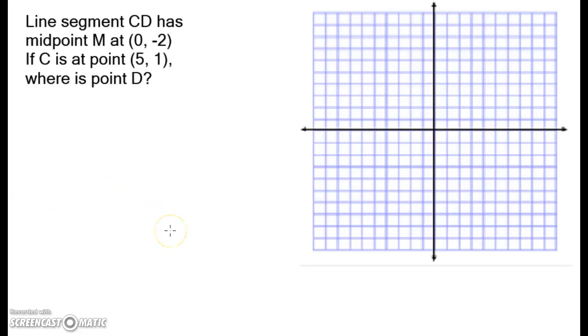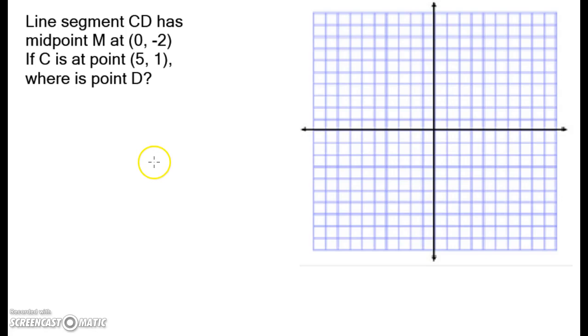This is our last midpoint example, and this question is a little different. It's not asking us to find the midpoint. In fact, in this question, they've given us the midpoint, and they're asking us to find something else. So make sure you read these questions really carefully. This one says that line segment CD has a midpoint M at (0, -2).